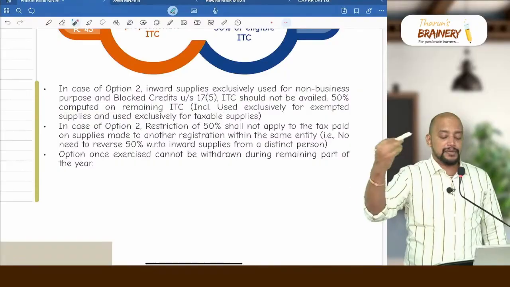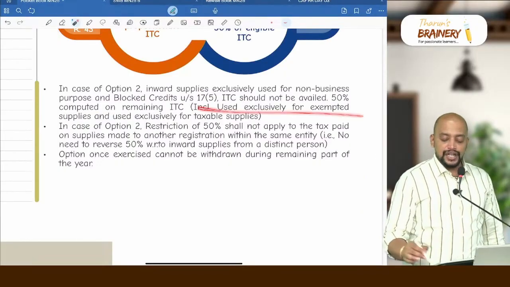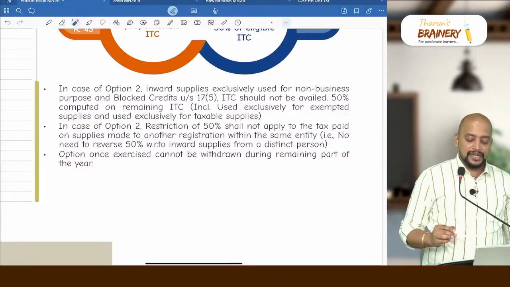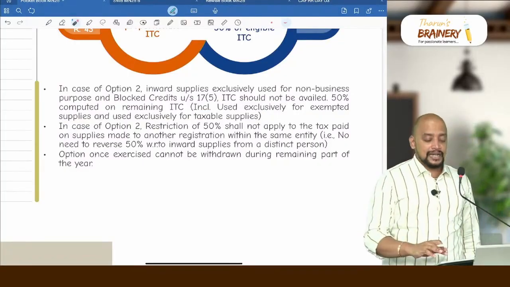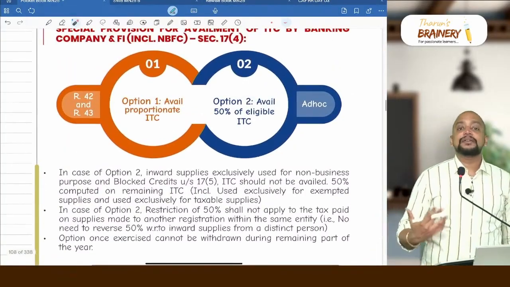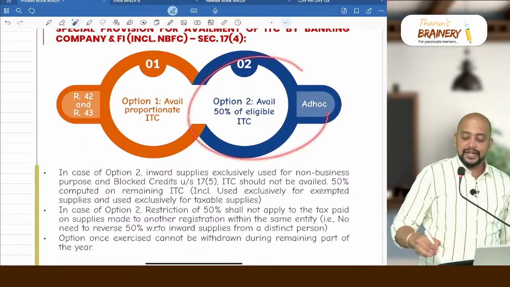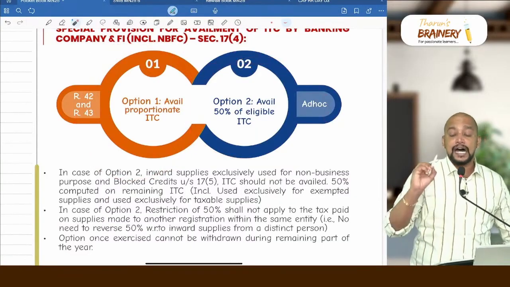50% compute on the remaining ITC, including used exclusively for exempted supply and used exclusively for taxable supplies. And then one more difference is there, that is in case of inward supply from a distinct person. In proportionate ITC we will take proportionate ITC, but in ad hoc ITC option we will take 100%.